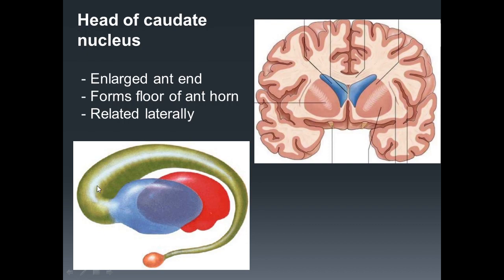So the head of the caudate nucleus, now here this is the head of the caudate nucleus. It is the enlarged anterior end and it forms the floor of the anterior horn of the lateral ventricle. We have seen the caudate nucleus is situated within the lateral ventricle. So this head forms the floor of the anterior horn of the lateral ventricle.